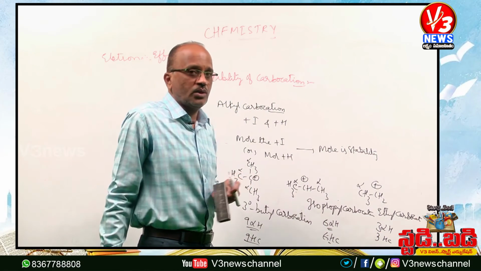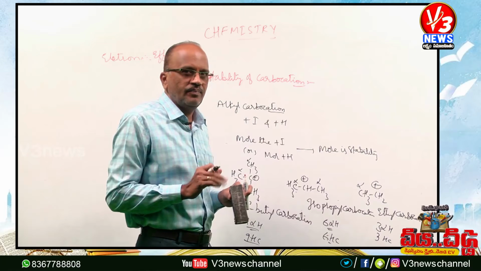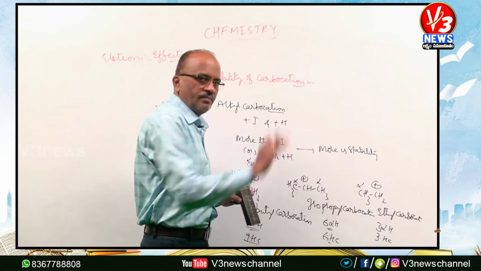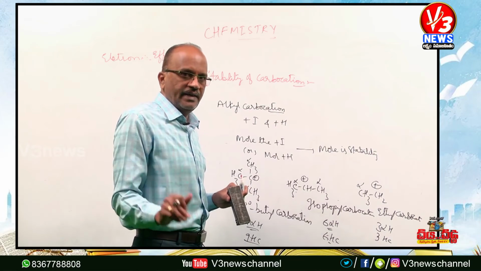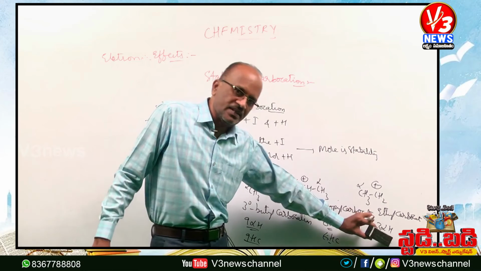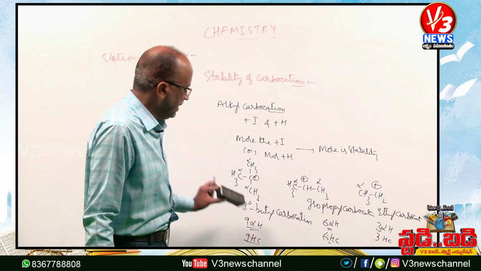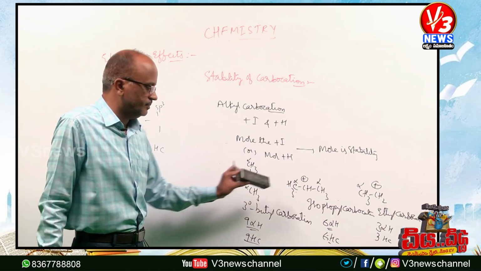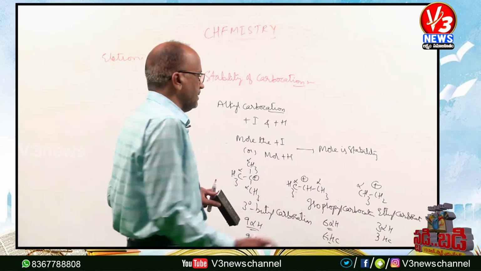Suppose you are asked the total number of resonating structures, you have to include one basic structure. So 3 plus 1, 4 resonating structures. If you are asked only the number of hyperconjugative structures, for this it is only 3. Similarly, for this the total number of structures is 10, for this one 7, like that.